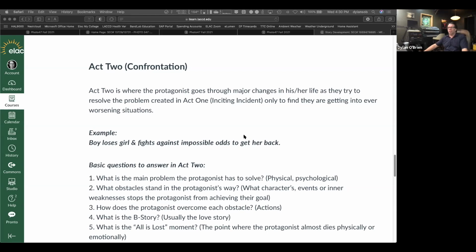So we'll go back to our boy meets girl. Basically in Act 2, boy loses girl and fights against all impossible odds to get her back. So maybe dad convinces her that this is the wrong guy for her, or maybe dad sets the boy up to look like he's a criminal or something, and she's like, I can't be with this person, and leaves. He's lost the chance. She won't talk to him. She won't get back to him. She won't even acknowledge him. He feels like he's just lost it. It's no chance at all. So this would be Act 2.